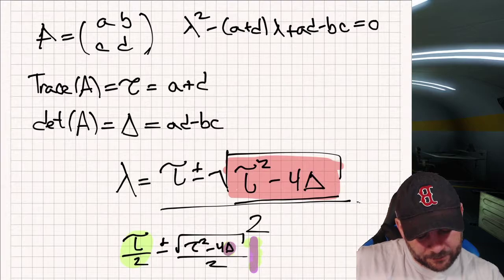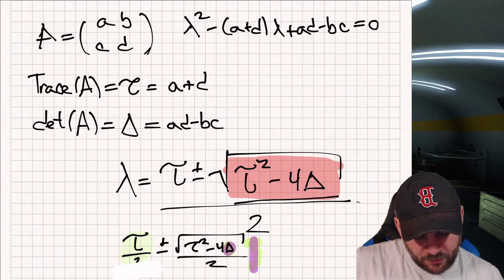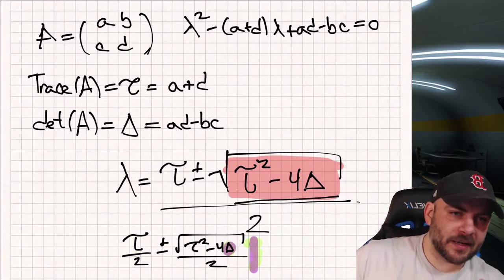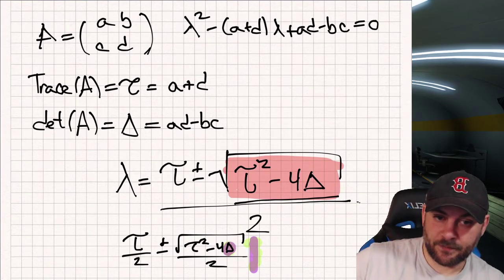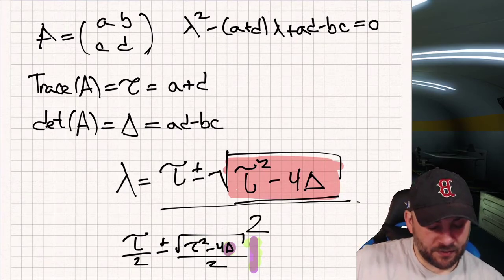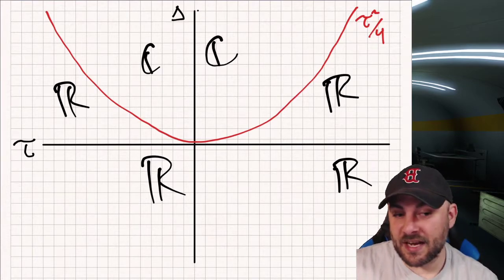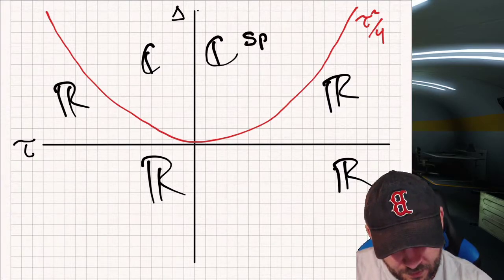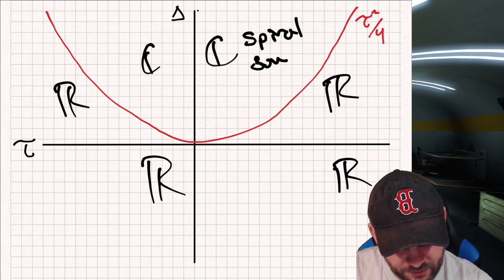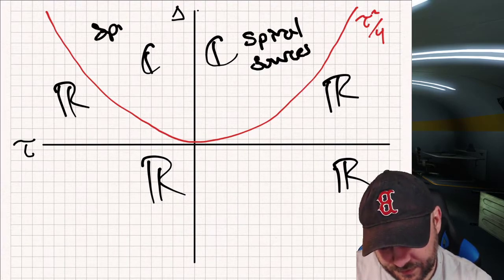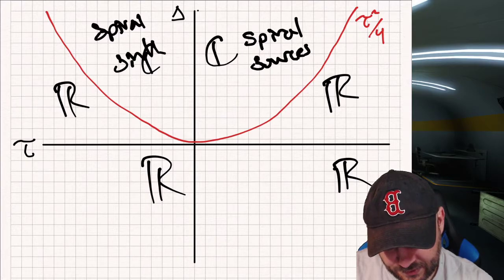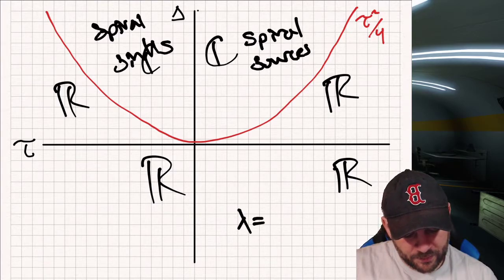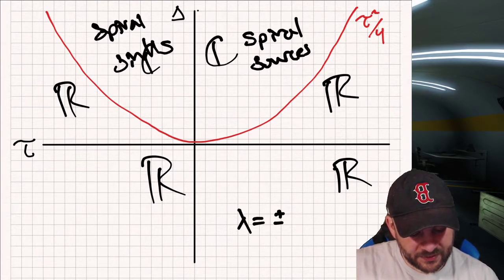Now we look back up here. This tau over 2 determined whether or not the real part of my complex eigenvalue was positive or negative. If tau is positive, then we had spiral sources. And if tau was negative, we had spiral sinks.